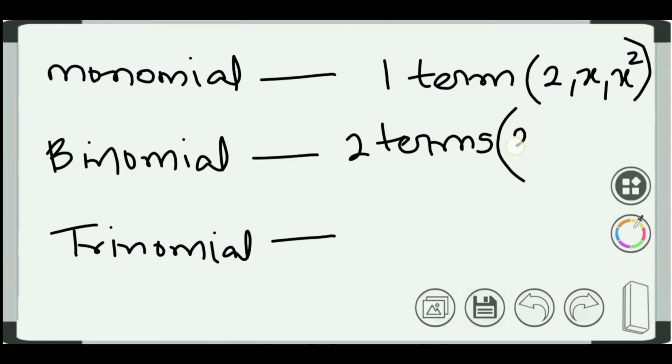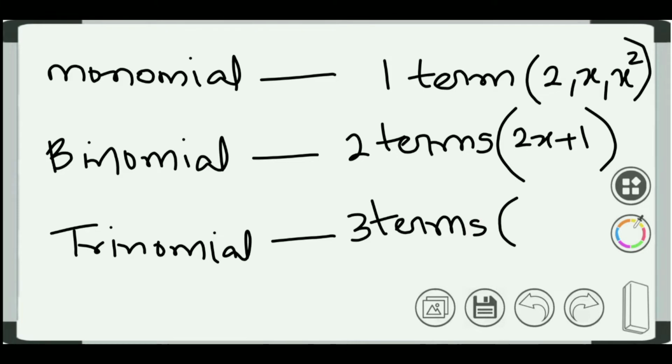Example, 2x plus 1. A trinomial is a polynomial with 3 terms. What is an example for 3 terms? Anything you can take: x plus 3x plus x square plus 3x plus 3, whatever, with 3 terms. That's it. This is the classification of polynomials based on number of terms.